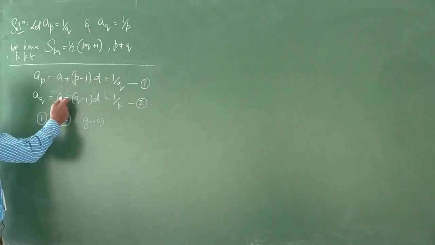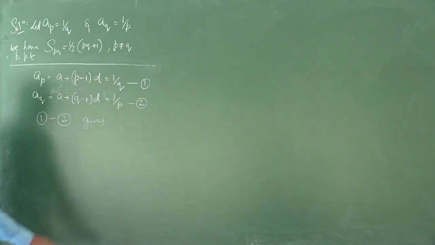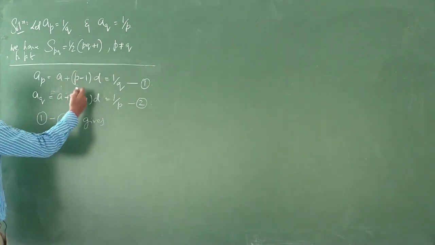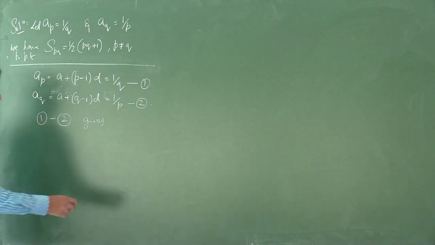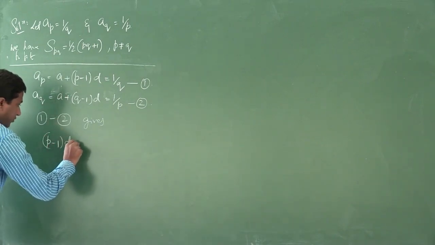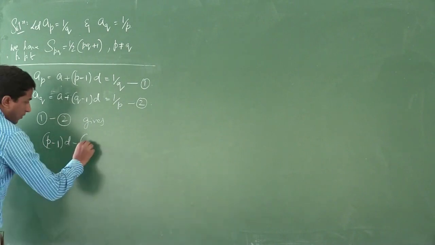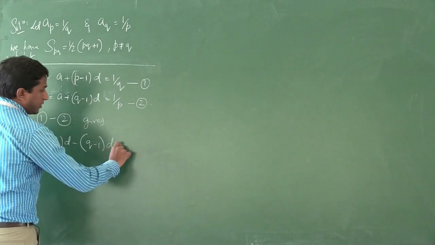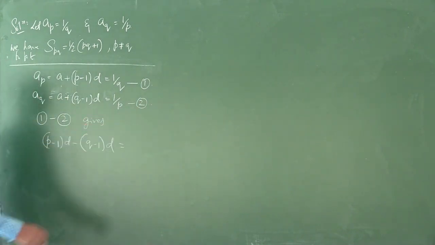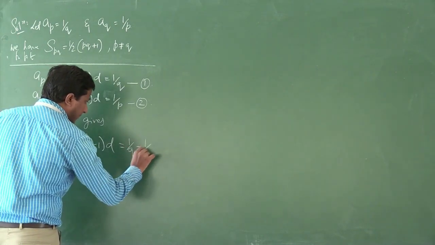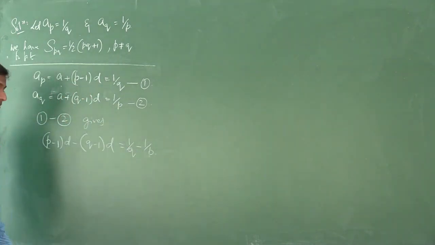A minus A and A get cancelled. Then p minus 1 into d minus q minus 1 into d. So I get p minus 1 into d minus of q minus 1 into d equals, what is left on the RHS? 1 by q minus 1 by p.